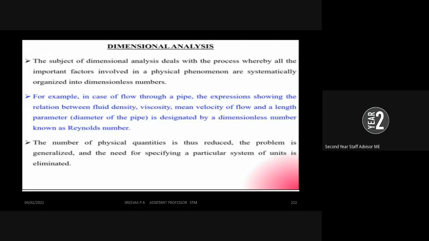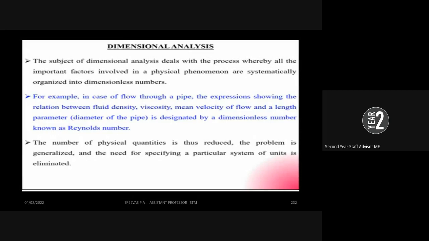The subject of dimensional analysis deals with the process whereby all the important factors involved in a physical phenomenon are systematically organized into dimensionless numbers. That is, if we consider a physical scenario, there will be a lot of physical dimensions involved in that scenario. So we will group these dimensions and form a dimensionless number, which is what we usually do in dimensional analysis.